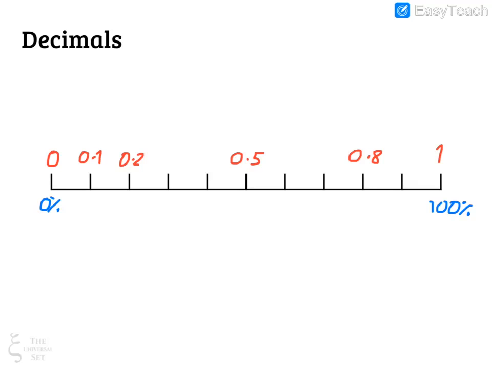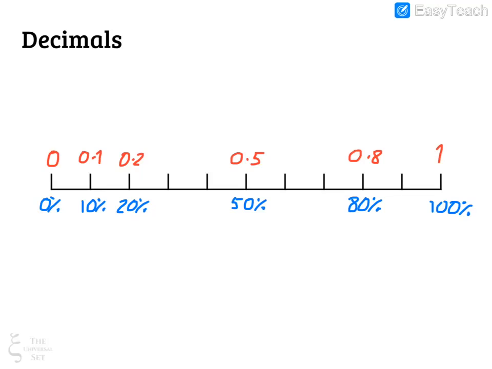What other equivalents can we get? Well, this 0.5 is halfway along my number line, isn't it? So halfway along my percentage number line is going to be 50%. And you might have spotted that there's a bit of a similarity here. 0.5, 50%. These numbers are all going to be really similar. So 0.8 is going to give me 80%. 0.1 is going to give me 10%. 0.2, any guesses? 20%. So it's actually really easy to change between decimals and percentages because the numbers are so similar.